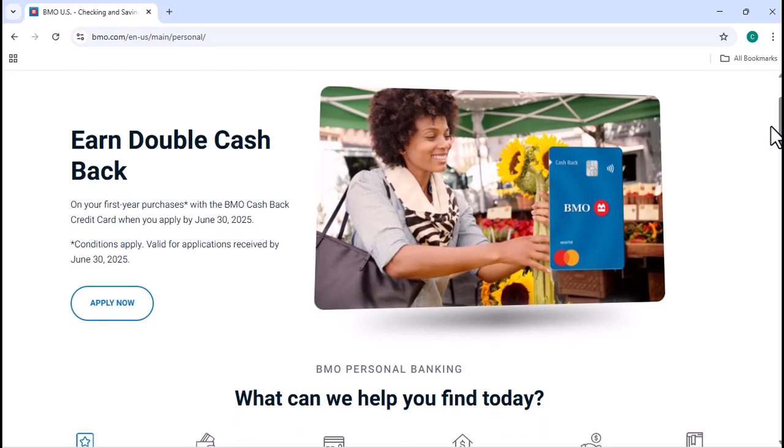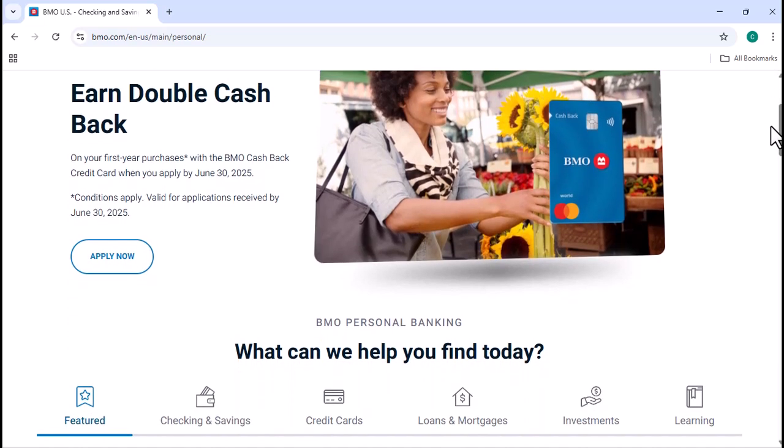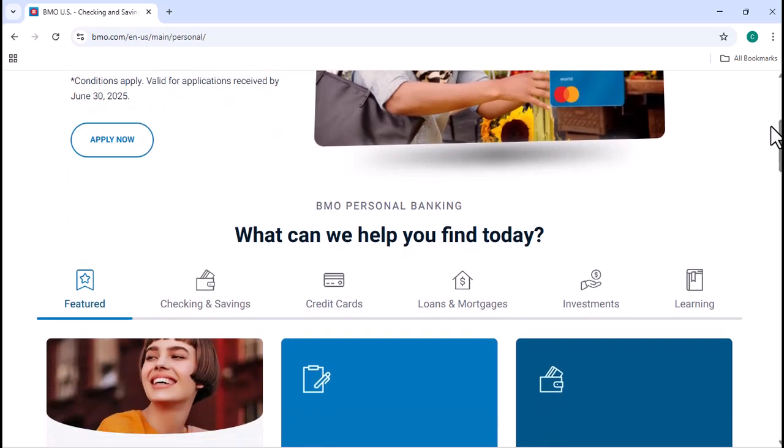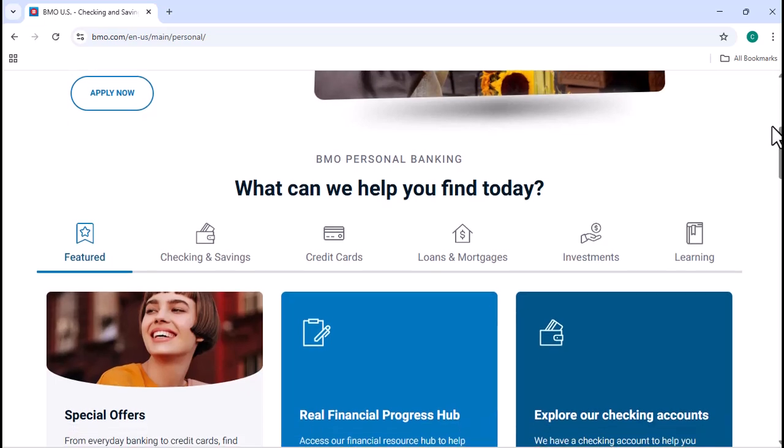Today we will be talking about the fees for a BMO Bank checking account. BMO offers a variety of checking accounts, and the fees depend on the specific account you choose. It's important to know the details so you can pick the one that best fits your needs.